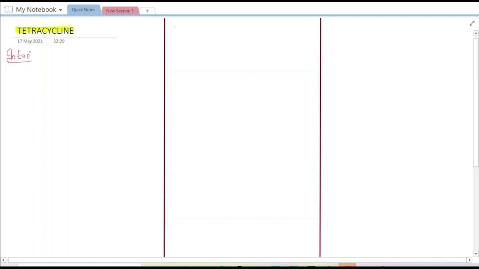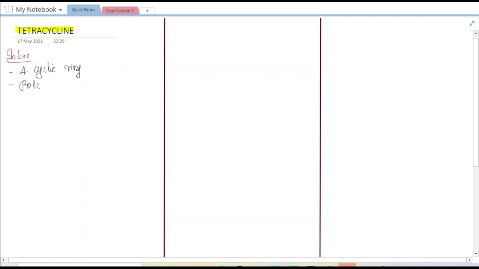The tetracycline, see the name tetracycline. Tetra means four. That means it has four cyclic rings in its structure. And one more point is, it is a protein synthesis inhibitor.